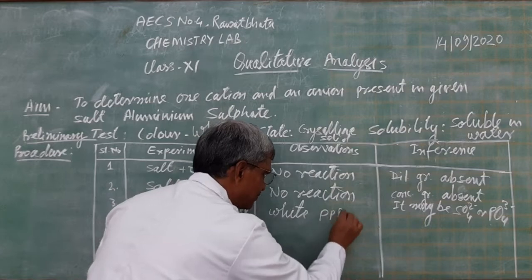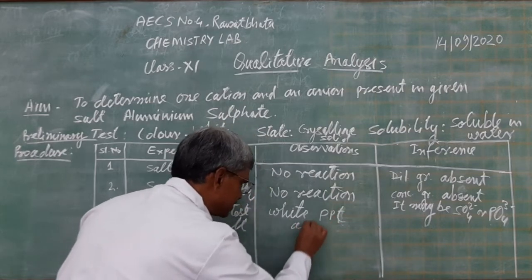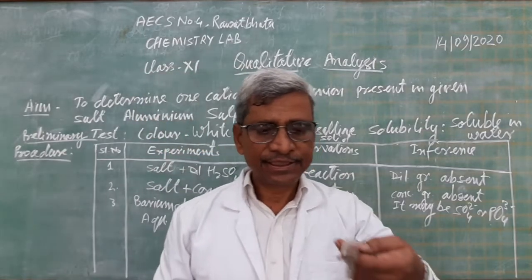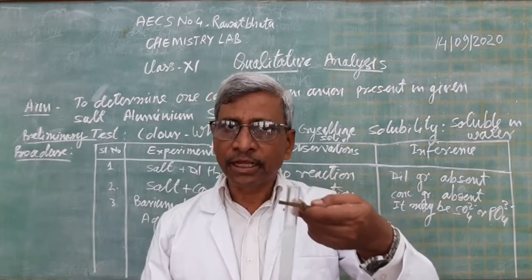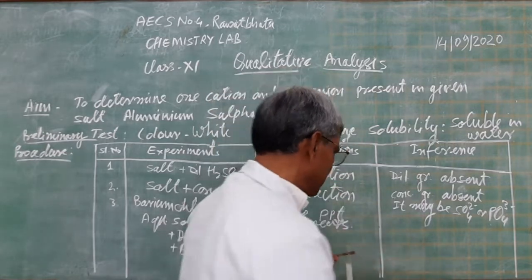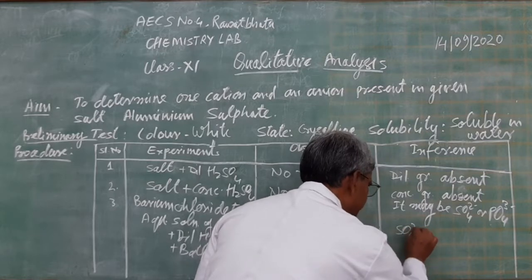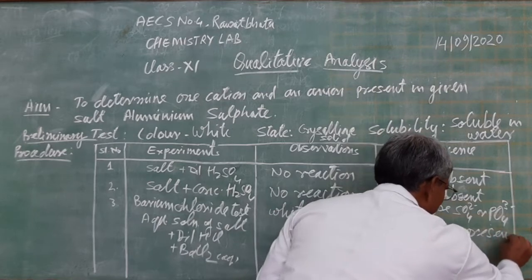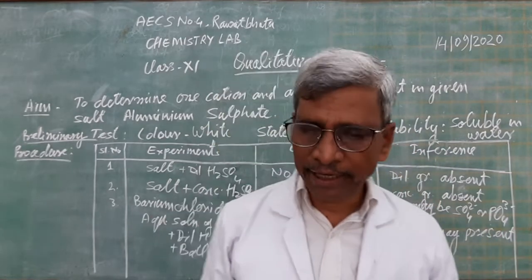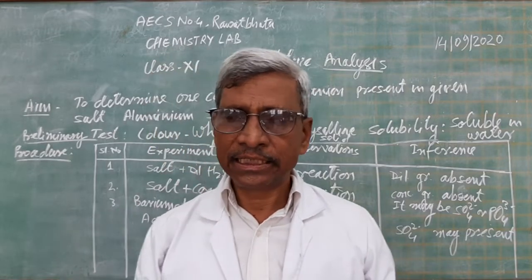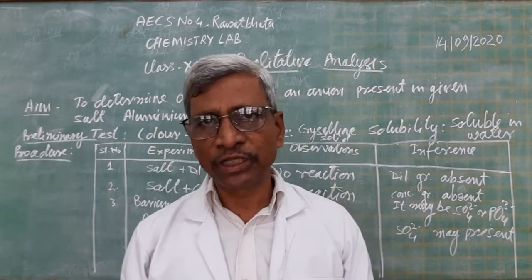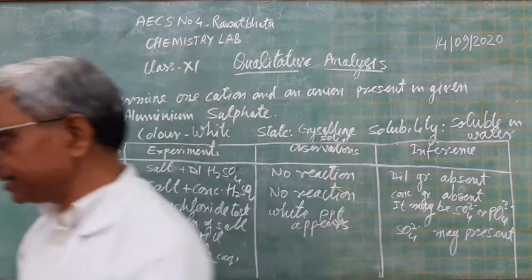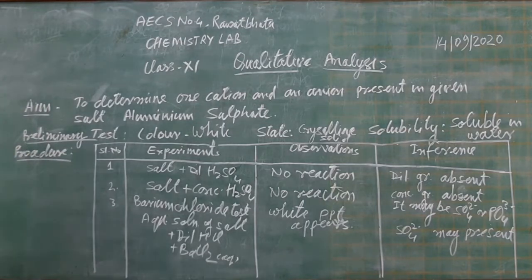Observation: white precipitate, white PPT, appears. This shows the presence of sulfate. Sulfate is present, SO4 2 minus may be present. Sulfate anion may be present there. We are not sure; this is the one confirmation. Up to some extent, we are sure that the given salt contains sulfate ion.